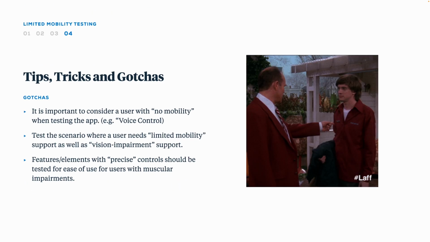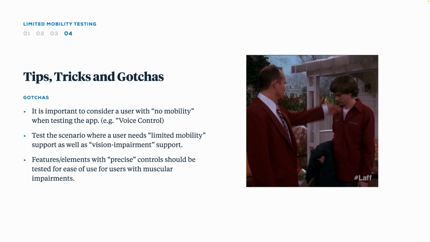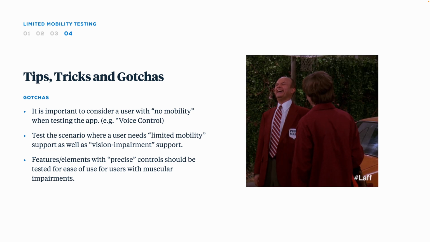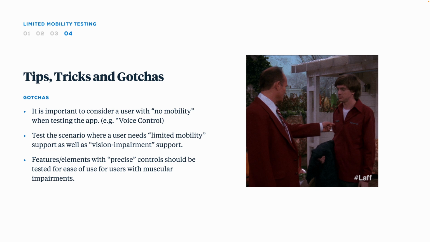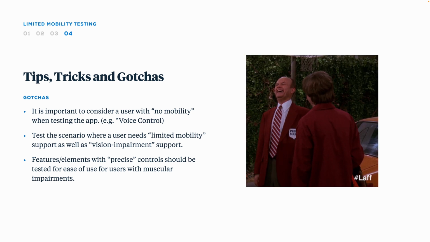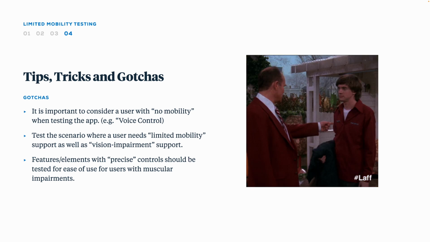Some gotchas. Well, it is important to consider users with no mobility when testing an app. So how could you do this if you didn't have any arms? Test the scenario where a user needs limited mobility support as well as maybe vision impairment support or audio impairment support. Also, making sure that elements with precise controls are tested for ease of use for those with muscular impairments like Parkinson's.